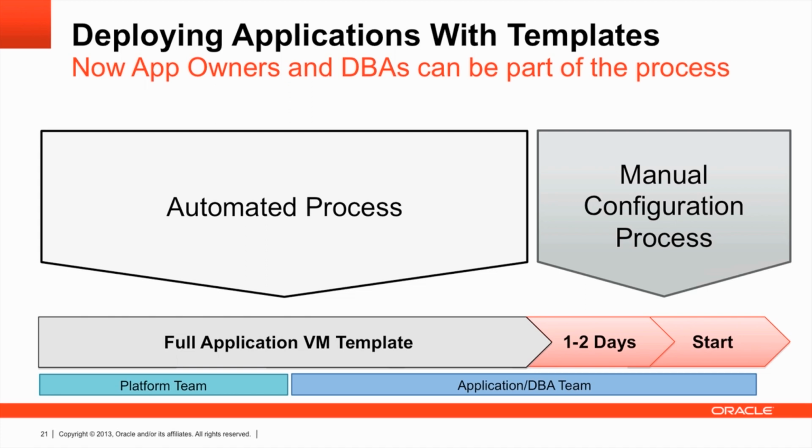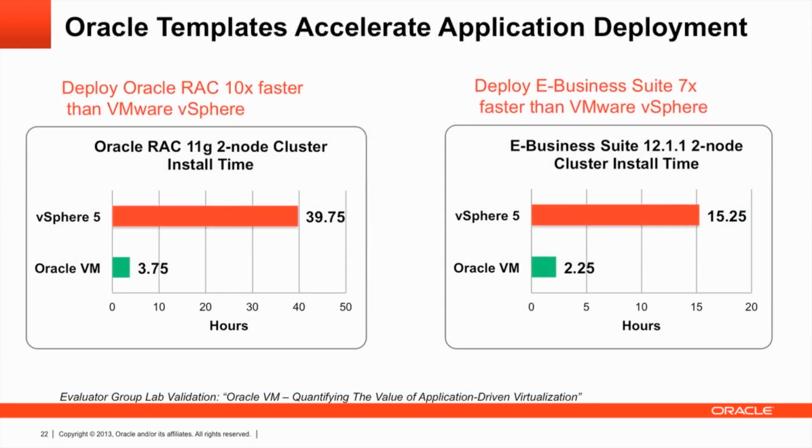So what we did is we actually worked with the evaluator group to validate the efficiency of the templates. And what they found is that deploying Oracle VM using the templates for Oracle RAC, in this case a 2-node RAC cluster, the installation time is actually about 40 hours with VMware vSphere. Using the Oracle VM template for RAC, the deployment time is about 4 hours. So we're talking about a 10x reduction of time in terms of ease and speed of deployment.